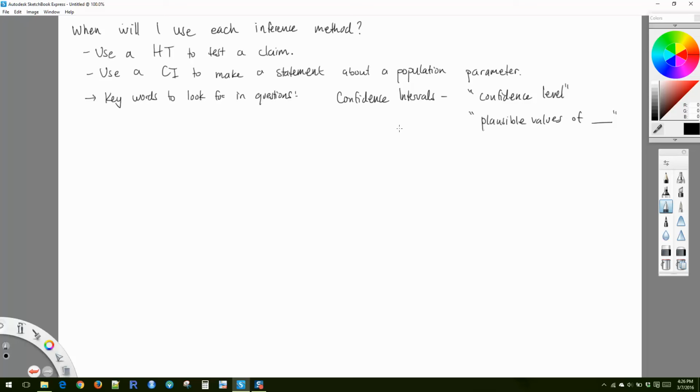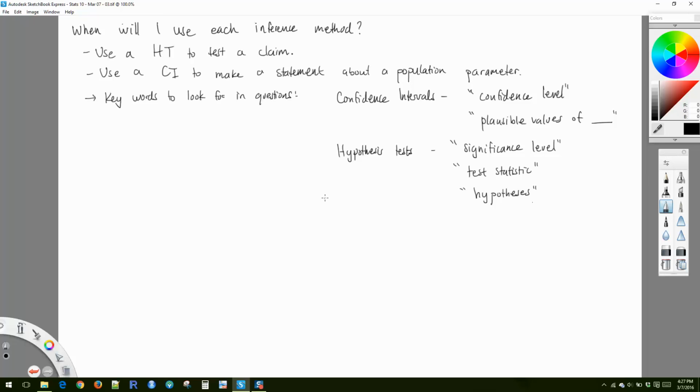As far as hypothesis tests go, if you see anything about a significance level, then you're going to be doing a hypothesis test. If you see things like a test statistic somewhere in there, then that will indicate a hypothesis test as well. And of course, if there's anything about what are the correct hypotheses, obviously a hypothesis test as well.